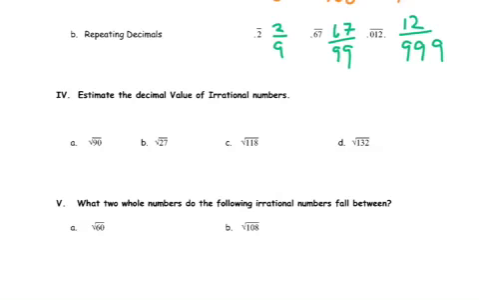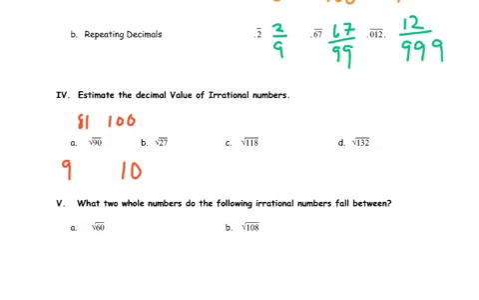Okay, in Section 4, we're going to estimate the decimal value of irrational numbers. So these are non-perfect squares. Can I estimate a decimal value? Sure. Here I have the square root of 90. Well, I know that that's between the perfect squares of 81 and 100. So I know that it's going to be somewhere between 9 and 10.